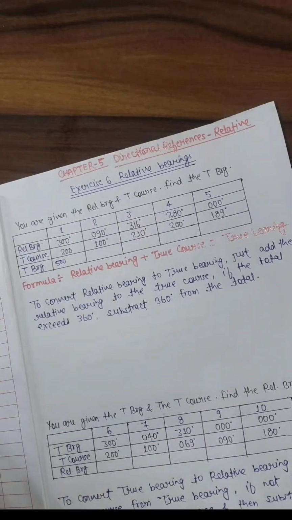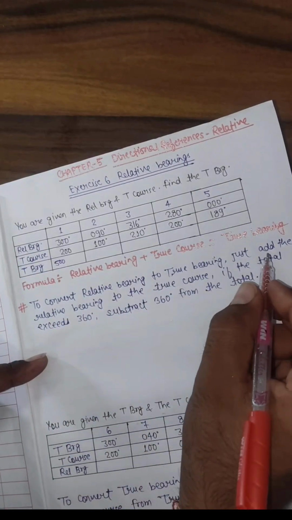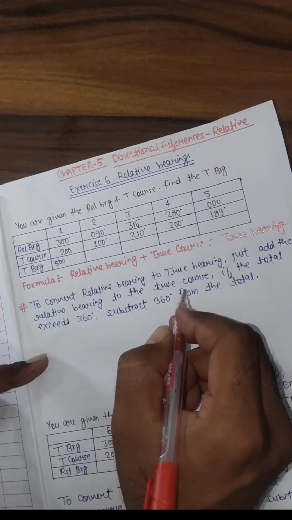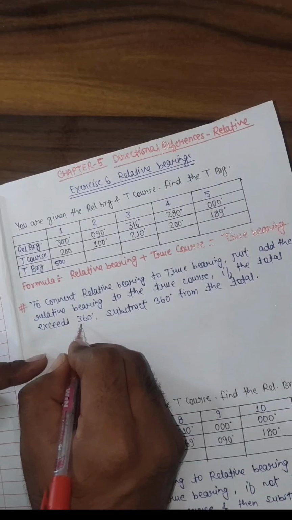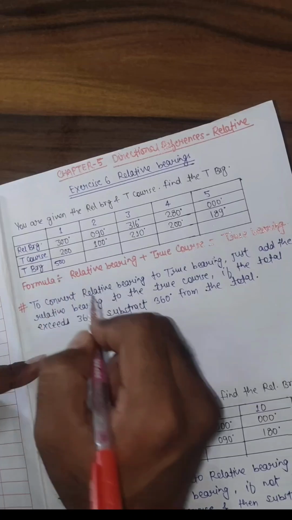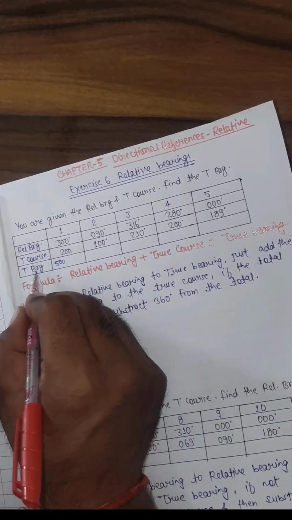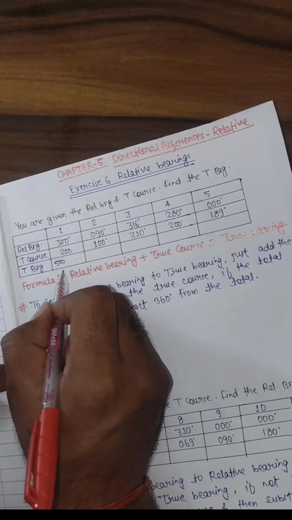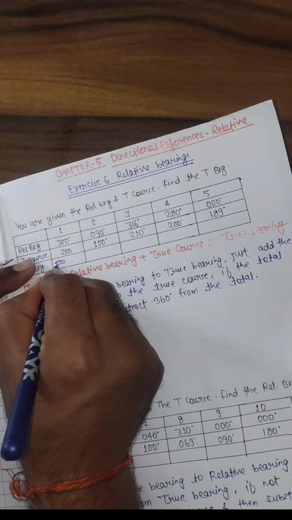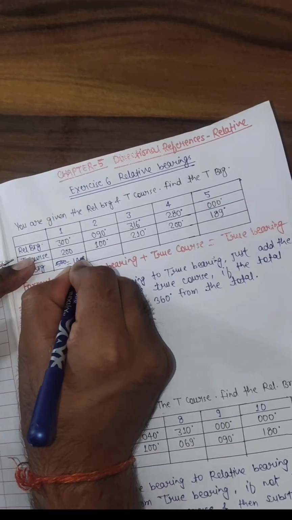So there is one convention here, a sign convention. To convert relative bearing to the true bearing, just add the relative bearing to the true course. But if the total exceeds 360 degrees, whatever answer we are getting for the true bearing, subtract 360 degrees from the total. So we will subtract 360 degrees from 500, and that would be 140 degrees. We can't write 500 degrees, that is wrong. That would be our 140 degrees.